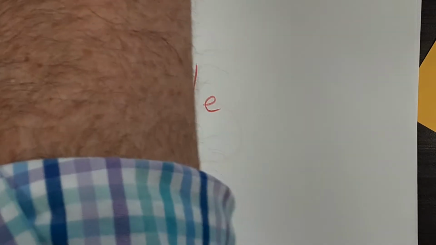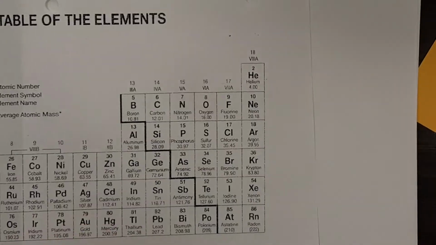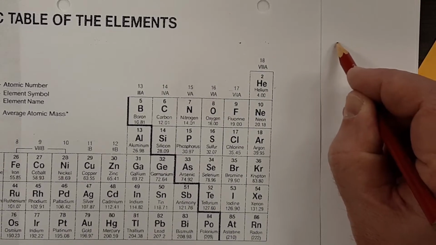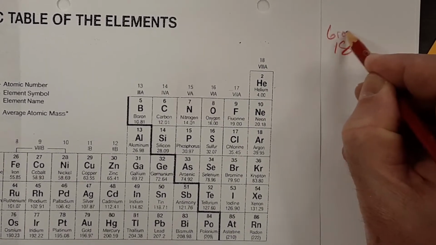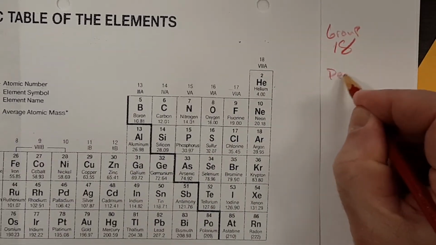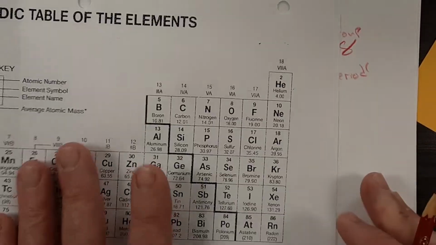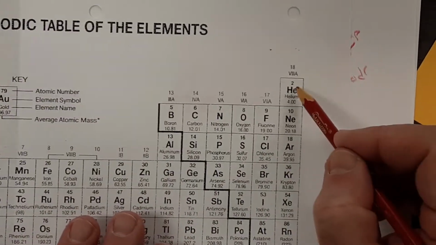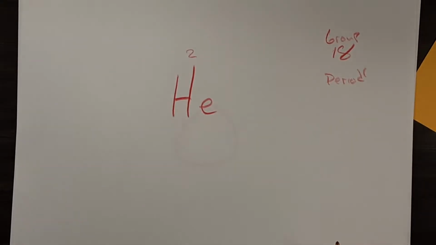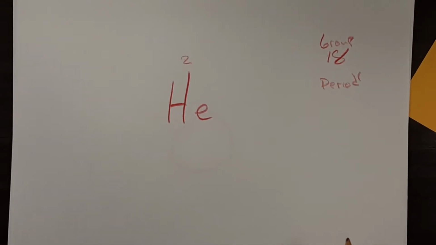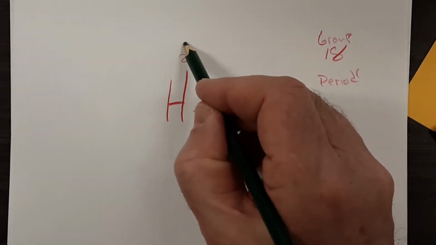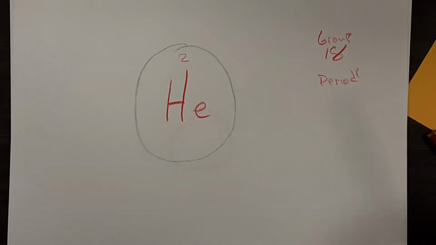All right, the next example we have is helium. Helium is over here in group 18. And it's in period 1. So that gives us a lot of information, and we know that the atomic number is 2. So I'm going to put a 2 right here just so I can remember. Since it's in period 1, we're going to draw 1 energy level.